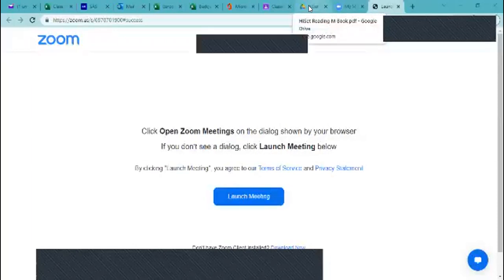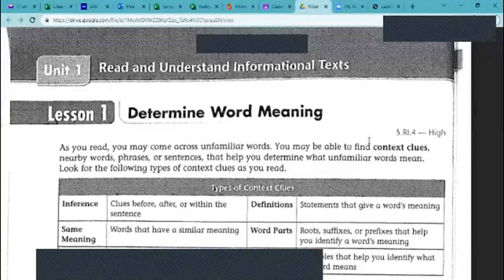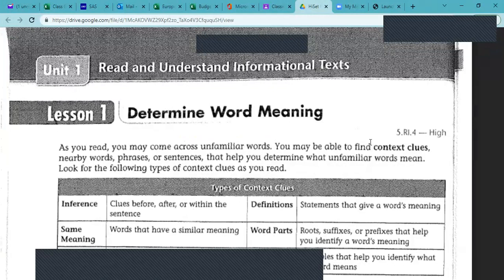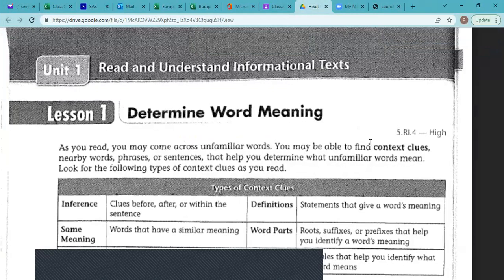Okay, so I'm going to go ahead and share my screen. And let's take a look at the High Set Reading M book. All right, so the first lesson is on determining word meaning.